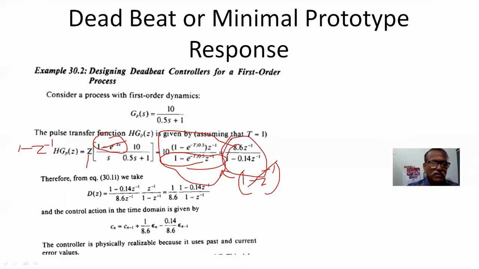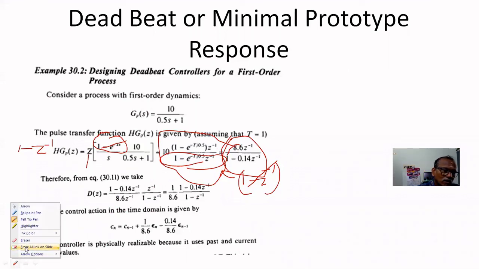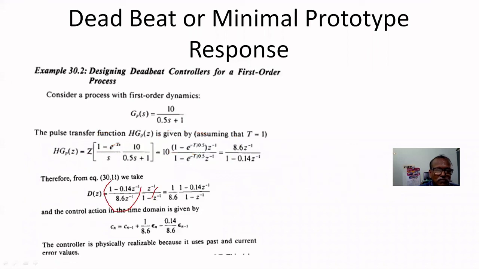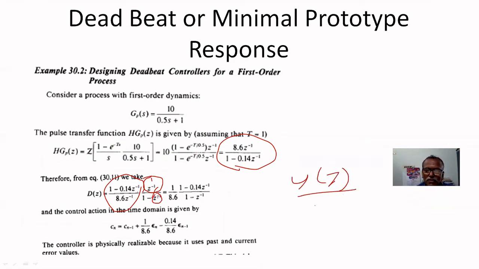Now you got HGP of z, you substitute it in D of z, which is 1 by HGP of z. Then what is Y of z by Y set point of z? It equals z power minus 1. If you substitute all these things here, you get the controller.